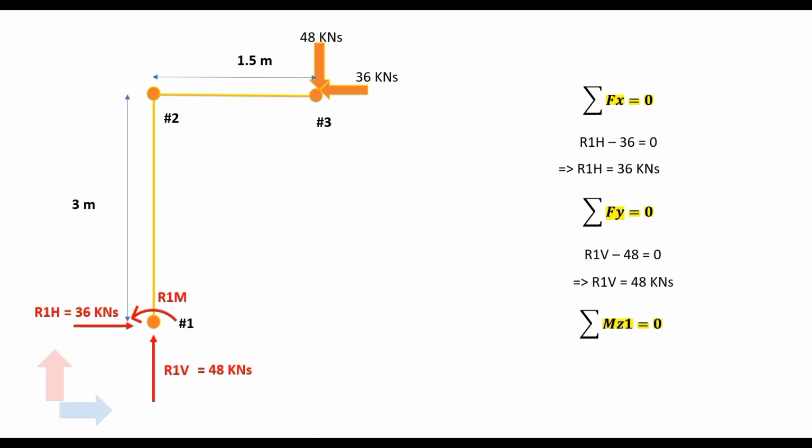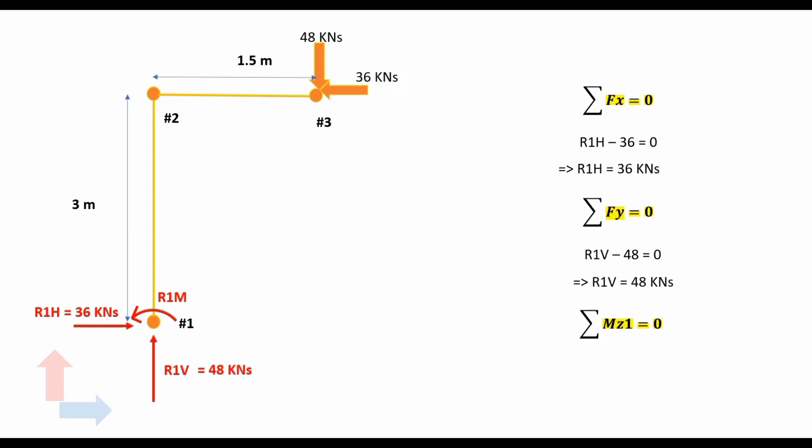The final equation that we'll use is the summation of Mz1 equal to 0. So we are taking the moment about the global z-axis. Now again, remember that the global z-axis is coming out of the screen towards you, and we are taking the moments of all the forces at point 1. So what are the forces that are acting about point 1?